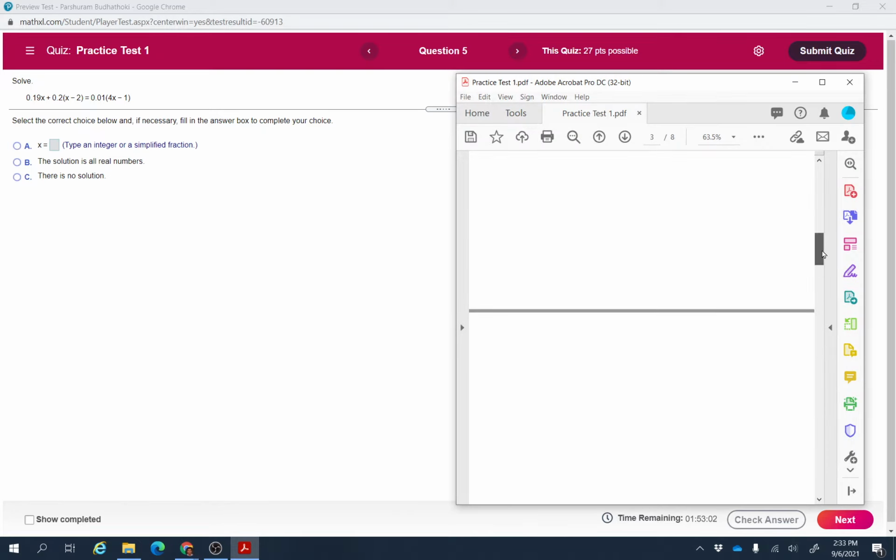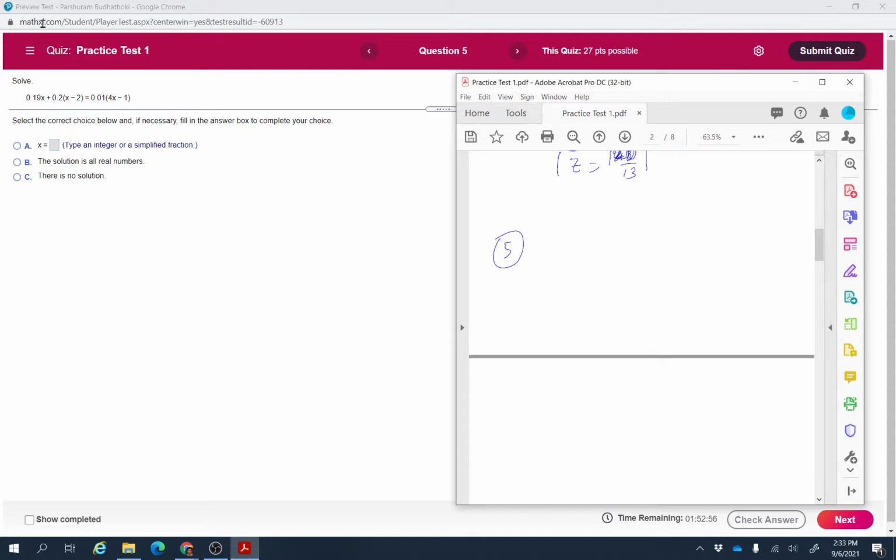I'm just going to show you the first step. I multiply both sides by 100. I'm choosing 100 because you can see here after the decimal there are 2 digits.